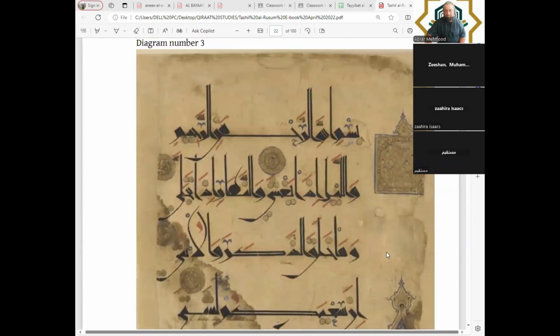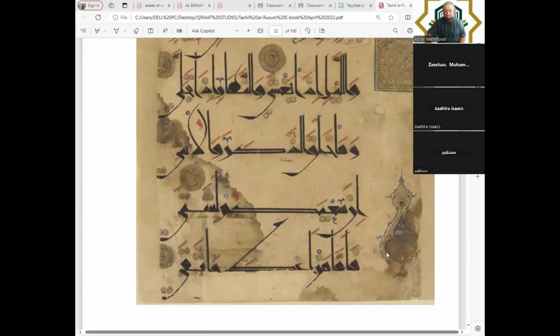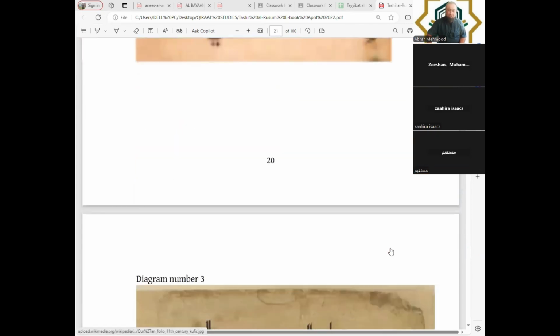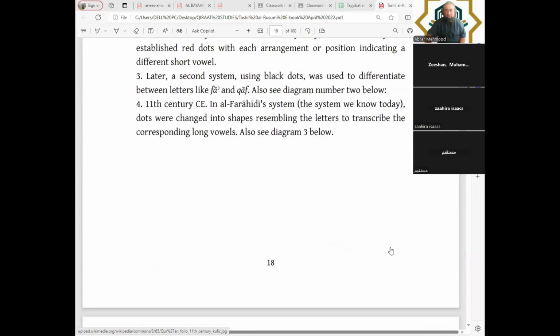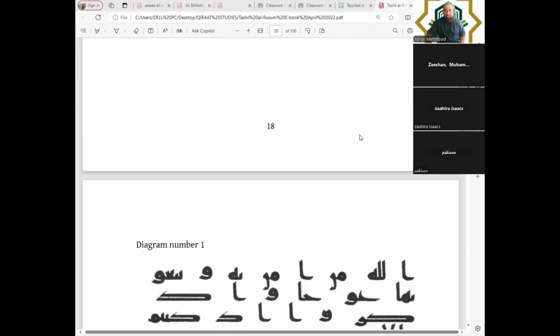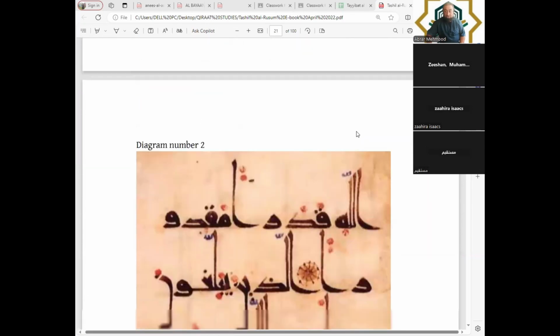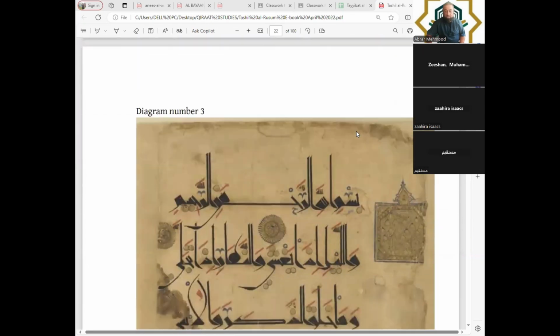Over here. Okay, this was Al-Farahidi system, but let's just go back to what his system actually was. The system that we know today. So exactly as we see in the Quran today, that was Al-Farahidi system. Dots were changed into shapes resembling the letters. Dots were changed into shapes.